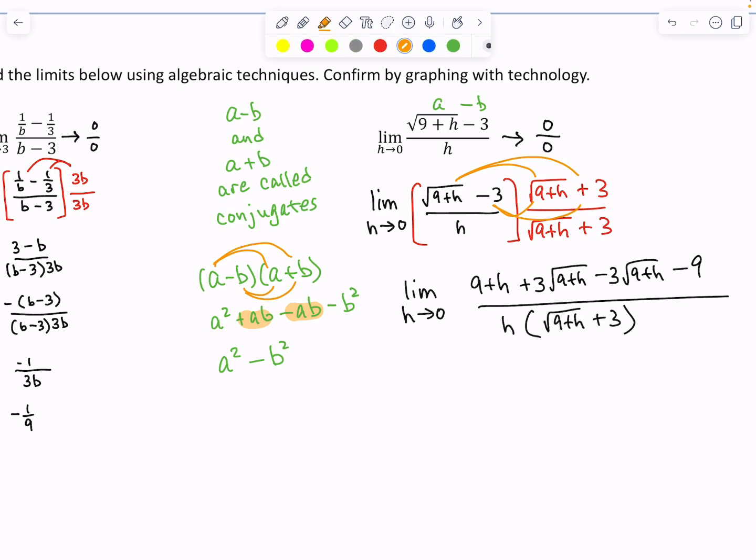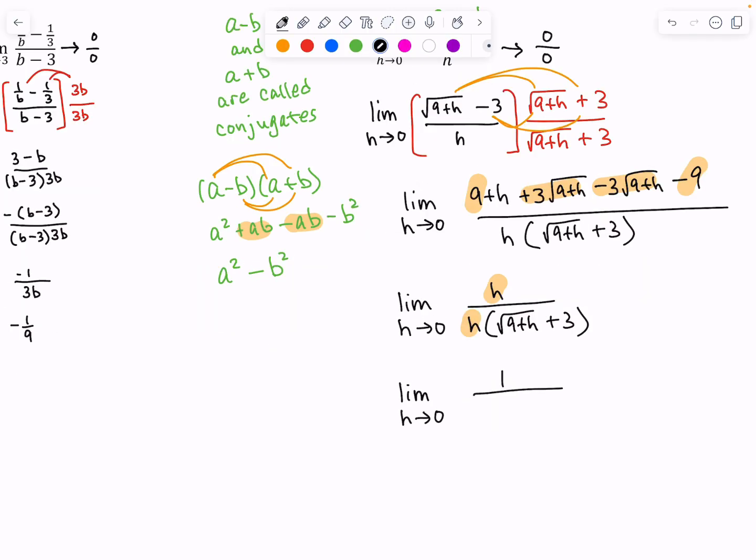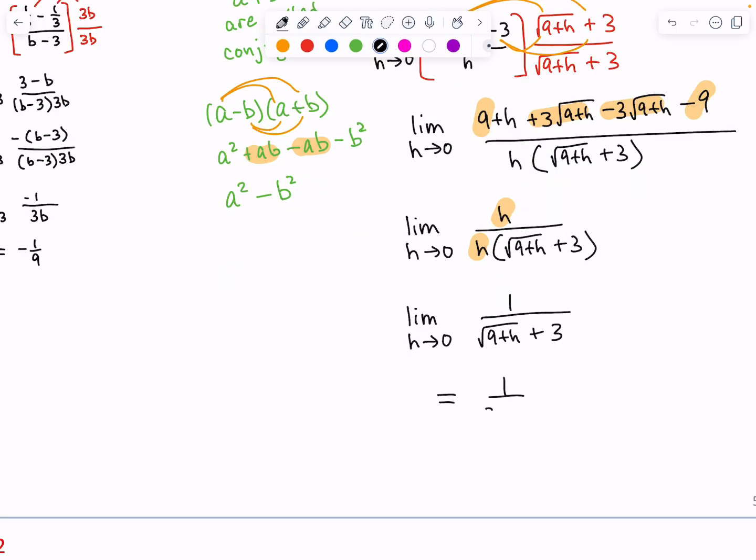Sure enough, several things in this numerator are going to cancel. The two middle terms are gone. Also, the 9s will cancel, leaving us simply with h all over h times this conjugate. And now we can cancel the h over h, giving us 1 over this conjugate. This simplified function now is continuous at h equals 0, so I can simply substitute h equals 0 in and calculate. And we wind up getting 1 over square root of 9 is 3, and then add another 3, so a final result of 1/6.